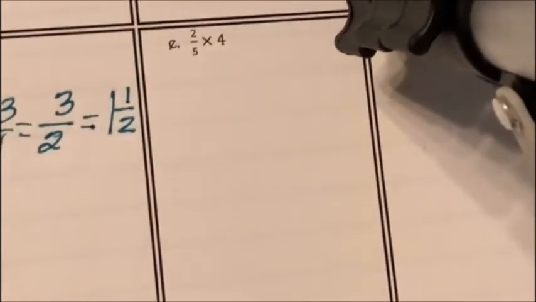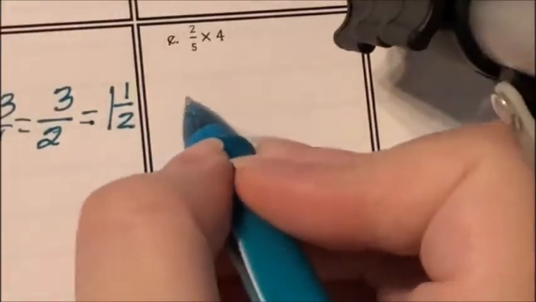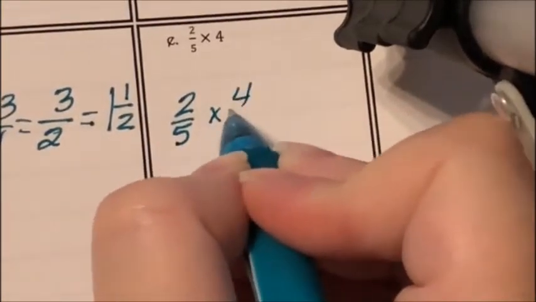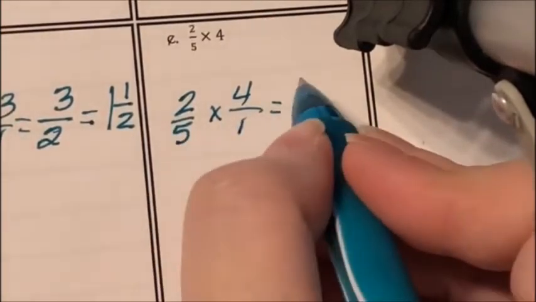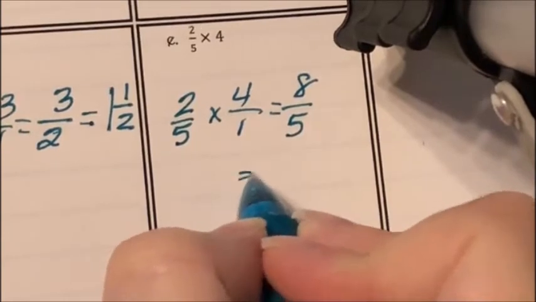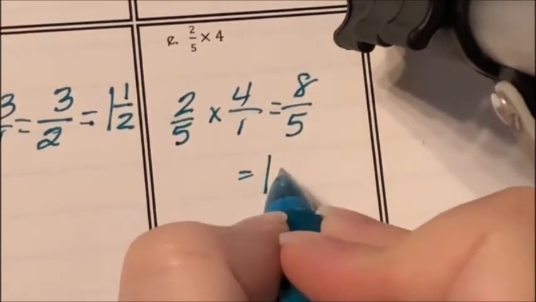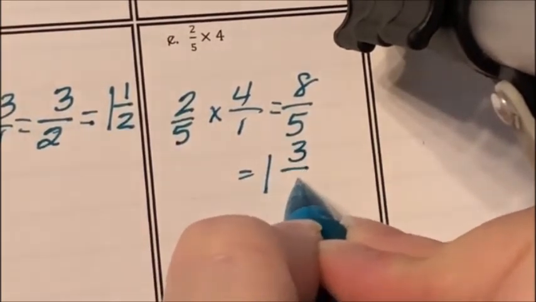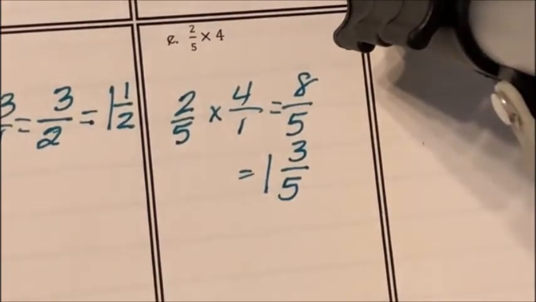Letter E, 2/5 times 4. I'm going to rewrite 4 as a fraction. Multiply across. 2 times 4 is 8, 5 times 1 is 5. 5 goes into 8 one time, and I have 3 left over, so 8/5 or 1 and 3/5, either is correct.